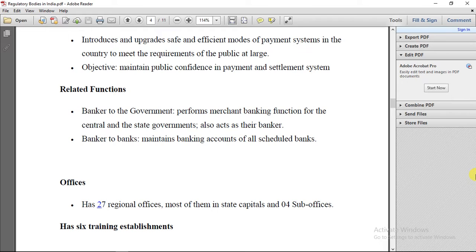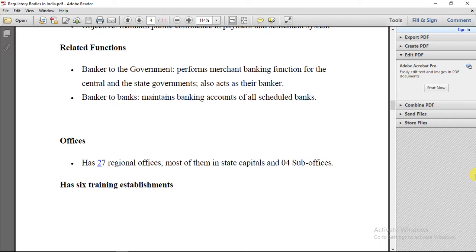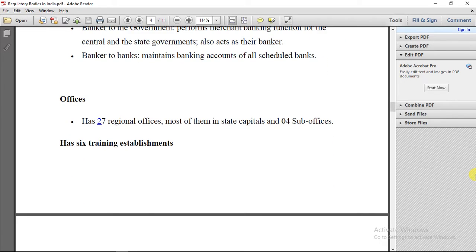Next one is banker to banks. Maintains banking accounts of all scheduled banks. So banks usually keep accounts with Reserve Bank of India. So they are the banker to the bank. It has 27 regional offices, most of them in state capitals, and 4 sub-offices.